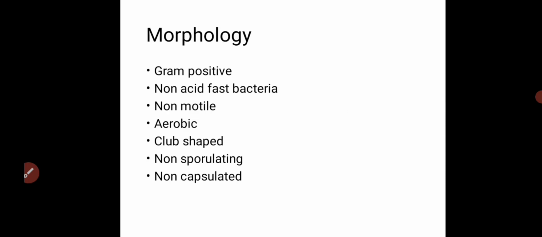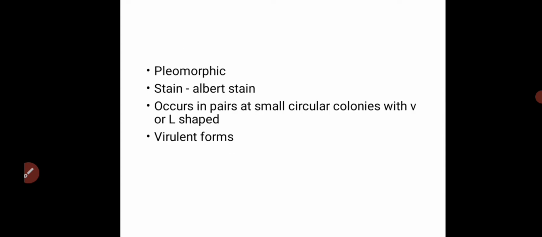So, morphology: they are gram-positive, non-acid fast bacteria, non-motile, aerobic, club-shaped, non-sporulating and non-capsulated. They are pleomorphic, meaning they occur in various forms but occur in pairs. The stain used to see this is Albert stain.